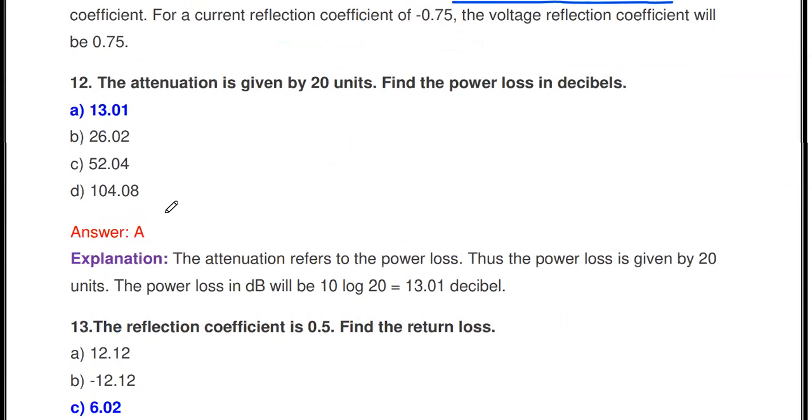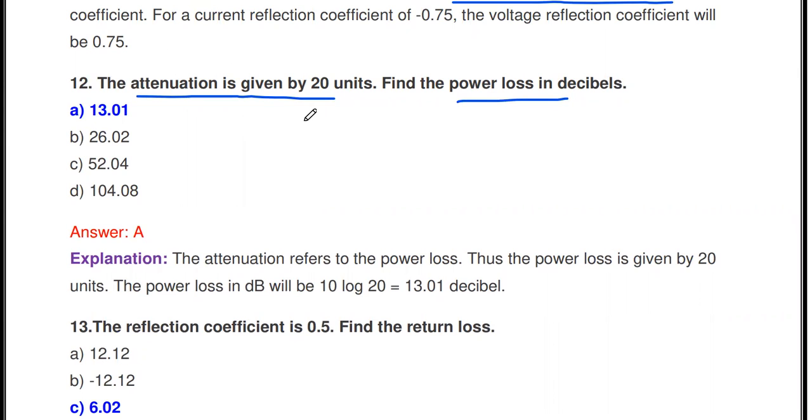Okay. Then the next question, the attenuation is given as 20 units. Find the power loss in decibel. So attenuation means the degradation in the signal strength. It refers to the power loss. Attenuation is nothing but power loss. So here the question is to find the power loss in dB.